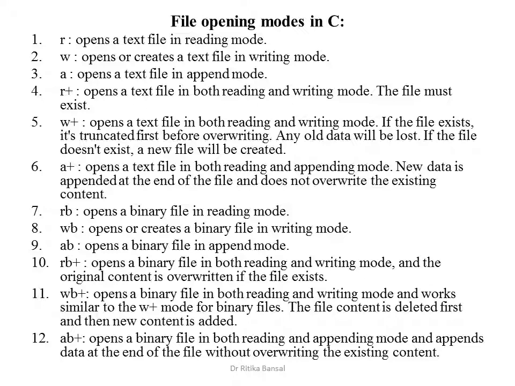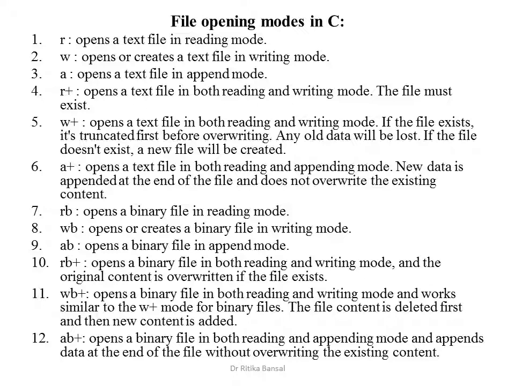Now see the first 6 modes: R, W, A. Now attach the plus sign with all the 3: R plus, W plus, A plus. These 6 modes are for text files. We already discussed that there are 2 types of files, text files and binary files. Now for all the 6 we just need to attach a small letter b, then all the 6 will become for binary files. First 6 for text files, next 6 for binary files: RB, WB, AB, RB plus, WB plus, AB plus.